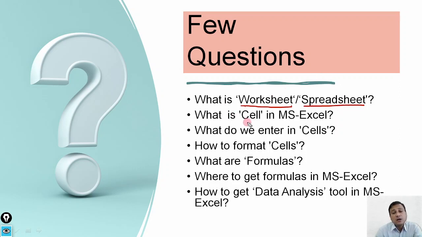Then we'll see where a cell is located in MS Excel and what the meaning of that cell is. Then we'll see how and what we can enter in these cells. Then we'll go to the formatting of the cell. Then we'll go to the formulas, and in that first we'll try to understand the meaning of formulas and then the functional part of these formulas in MS Excel. Then we'll see where we can get these formulas in MS Excel.